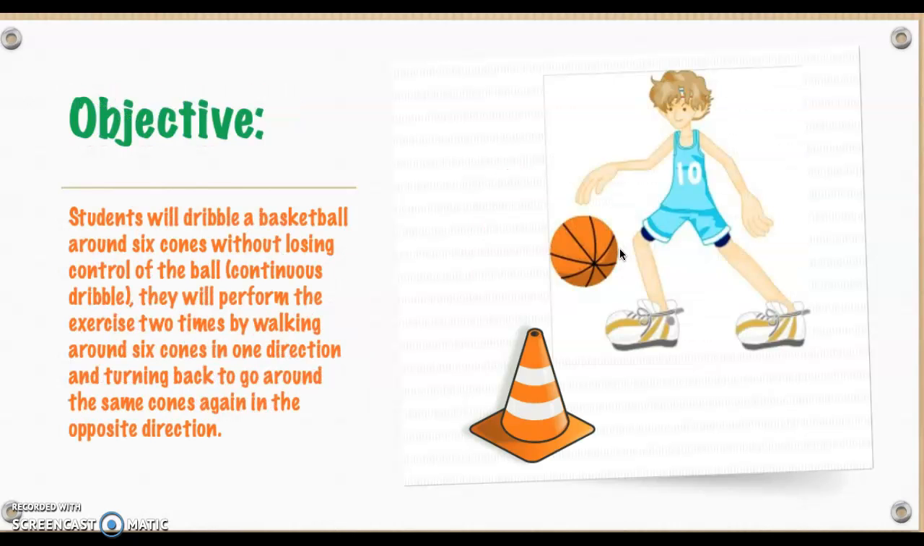The objective for this lesson is students will dribble a basketball around 6 cones without losing control of the ball, which means to dribble continuously. And they will perform the exercise 2 times by walking around 6 cones in one direction and then stopping, turning back, and going around the same 6 cones in the opposite direction.